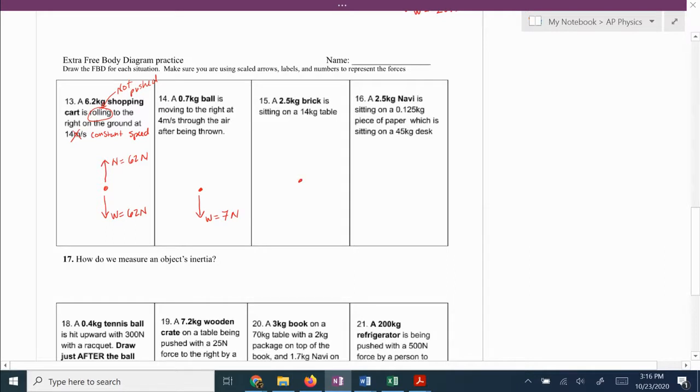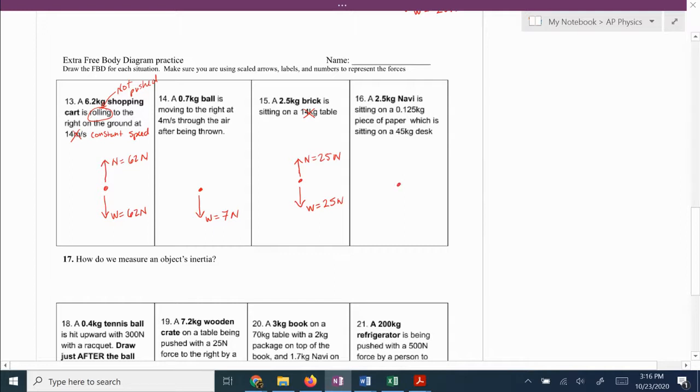The 2.5 kilogram brick is sitting on a 14 kilogram table. It doesn't matter the weight of the table because the table is not above the brick. So in that case, your weight is equal to 25, and your normal force is also equal to 25.